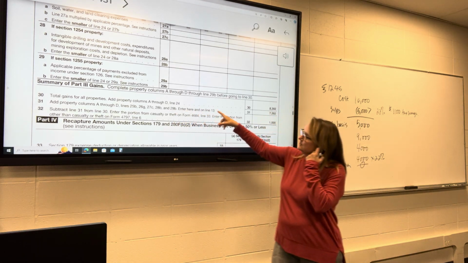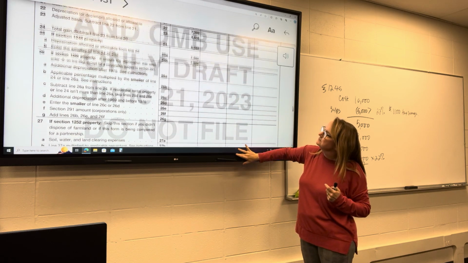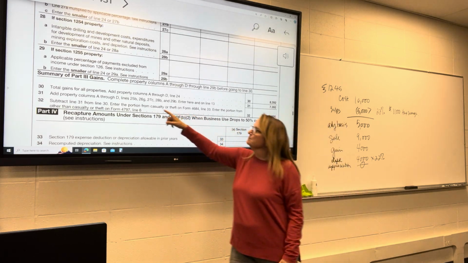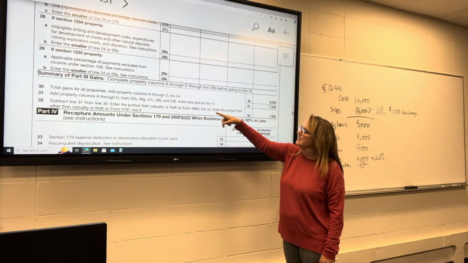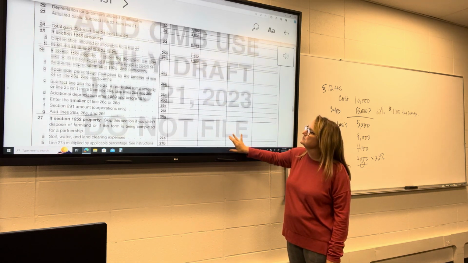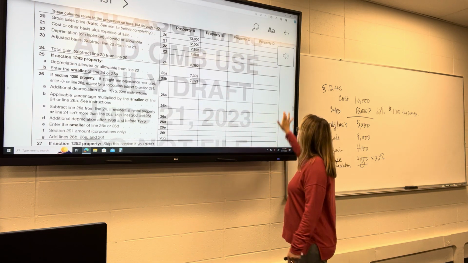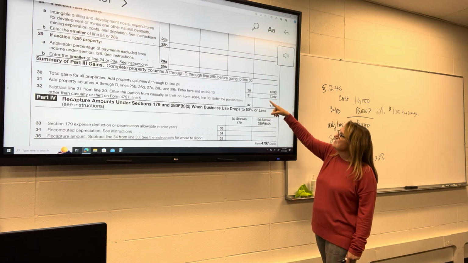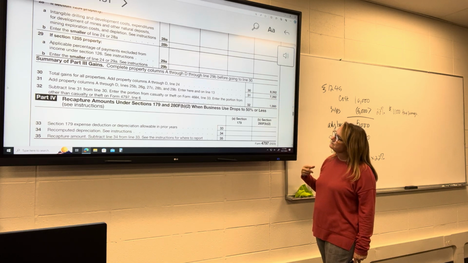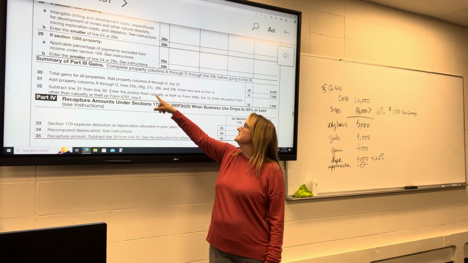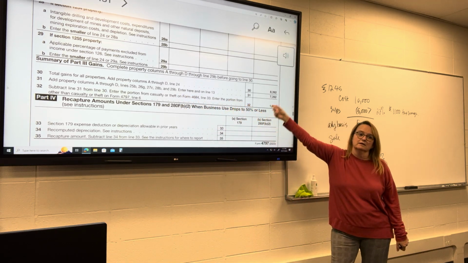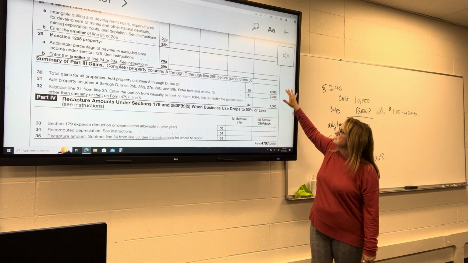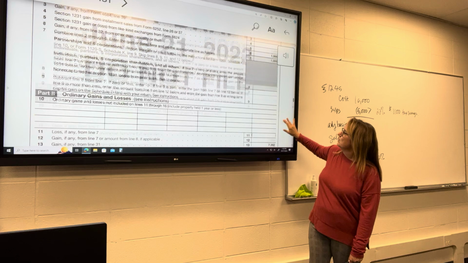Add columns A through D, line 24. Total gain, there, $83.92. Add property columns A through D, lines 25B, 26C, 27C, 28, 29. This is all the depreciation parts. Enter that here on line 31. Subtract line 31 from line 30 is 1,000. So this one, as you see, it says enter here and on line 13. That's on page 1. This one, enter here and on line 6. So line 13 and line 6 on page 1.